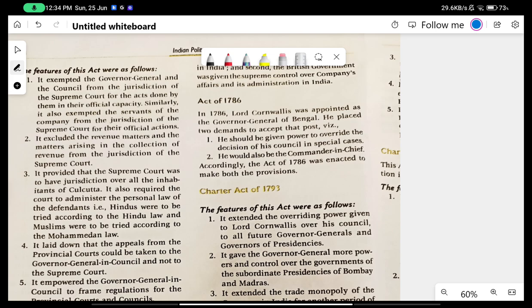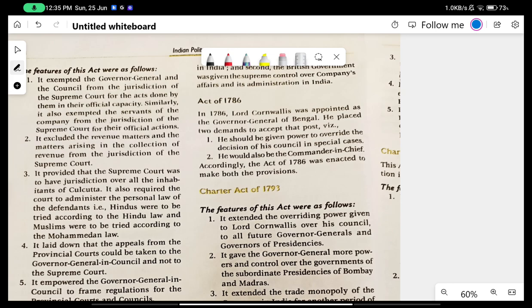Who was Lord Cornwallis? Lord Cornwallis was actually a military person from Britain who had surrendered in the American War of Independence and now was asked to become the Governor General of Bengal. But he made two requirements to the British government: if you fulfill these two demands of mine, then I will become the Governor General of Bengal. And what were these two demands?